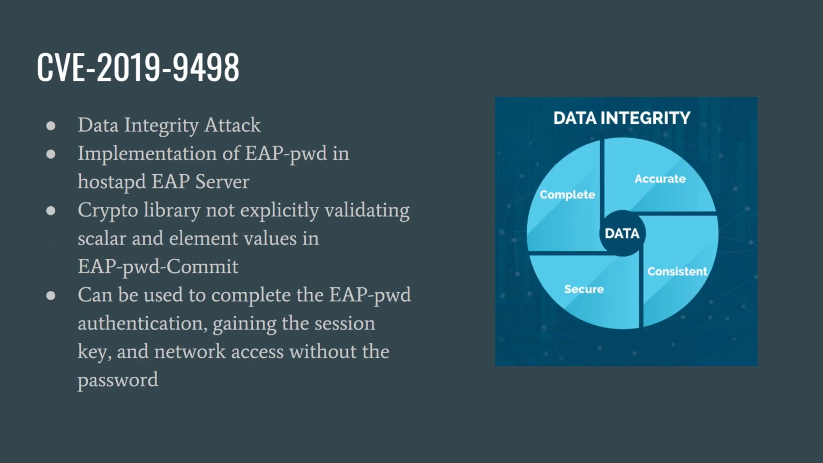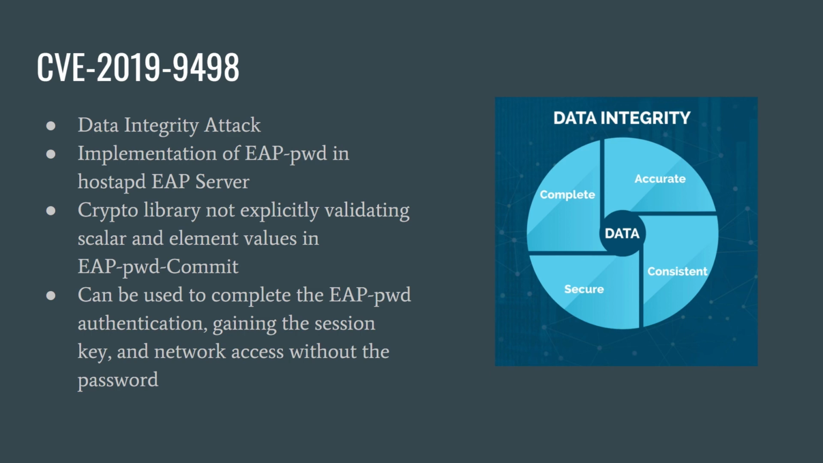The next exploit, CVE 2019-9498, is something that I would consider a data integrity attack, which I'm not 100% sure is a category. I just kind of named it that. But I'm referring to all attacks where validation of data is missing in some way, shape, or form. This exploit affects the implementation of EAP password in the host APD EAP server, and is caused by a crypto library not explicitly validating scalar and element values in EAP password commit. This can be used to complete the EAP password authentication, gaining access to the session key, and network access without needing the password at all.